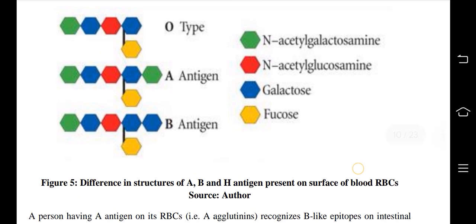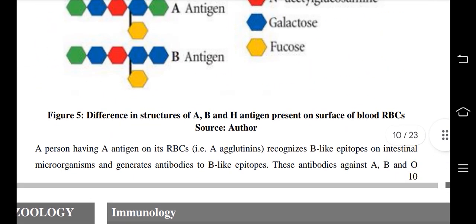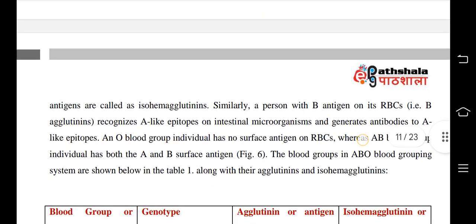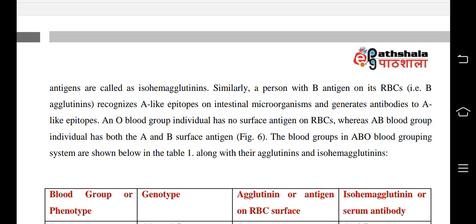O antigen, B antigen. So a person having A antigen on its RBC has A agglutinins, which recognize B-like epitopes on intestinal microorganisms and generate antibodies to B-like epitopes. These antibodies against A, B, and O antigens are called isohemagglutinin. Similarly, a person with B antigen on its RBC has B agglutinins, which recognize A-like epitopes on intestinal microorganisms and generate antibodies to A-like epitopes.